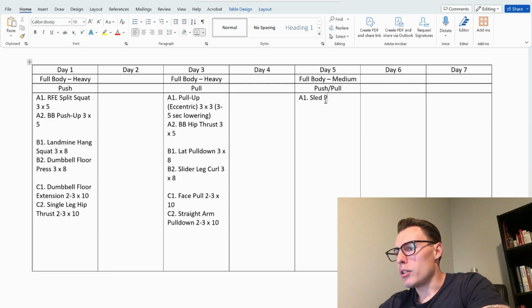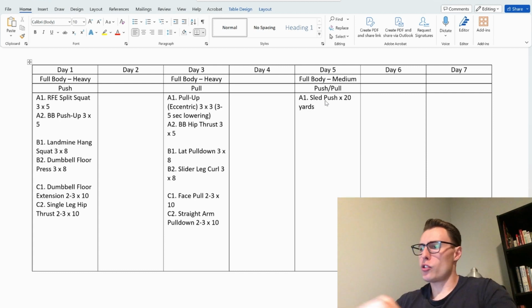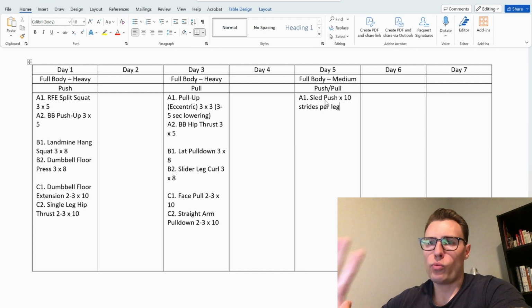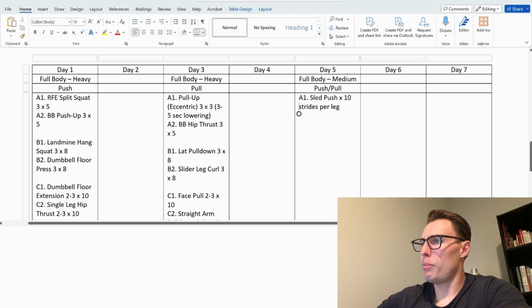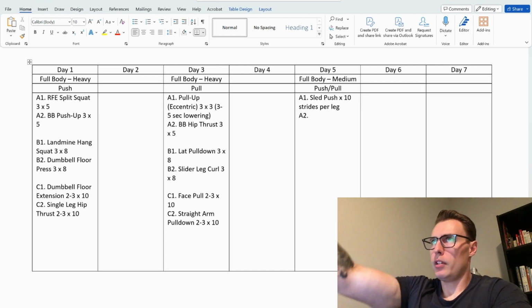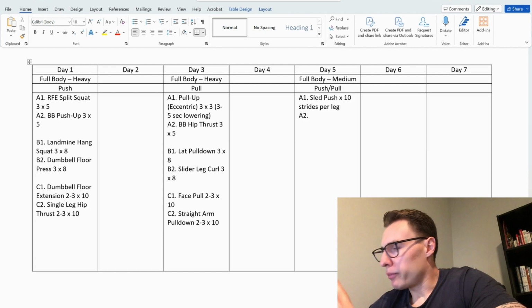So we might do sled push for like 20 yards or so, or we might even count the foot strikes. If you want to count the strides your client is pushing, you might do like 10 strides per leg or so. That's just one of many ways to do it. You might prefer measuring distance as well, where your client's just going there and back 1 to 2 times depending on the length of the turf.